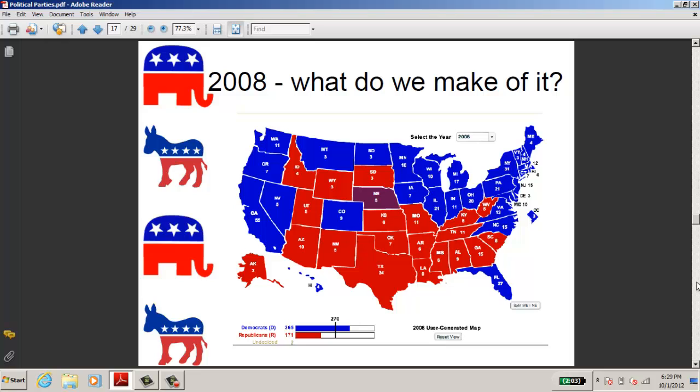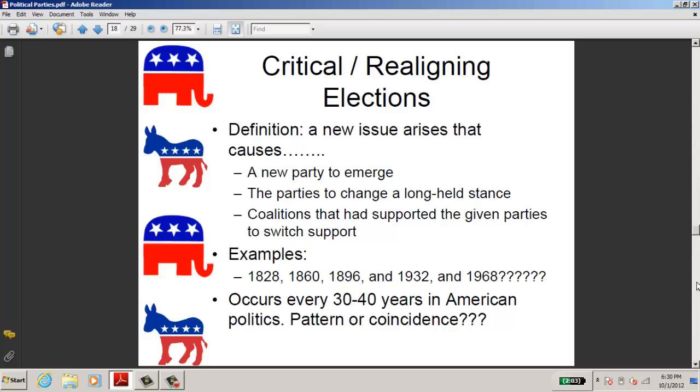But I think when we look back on it 10, 15, 20, 30 years from now, we will say that the election of 2008 was not a critical or realigning election. Nice transition, Mr. Bell. So what is a critical or a realigning election? Well, we've been talking about them for the past 10 minutes.